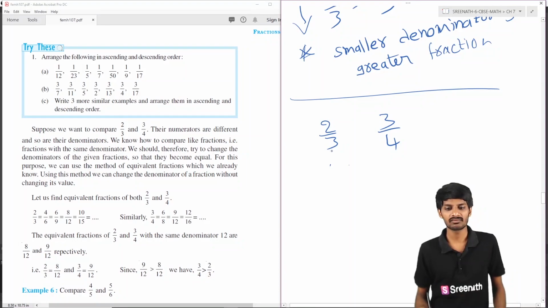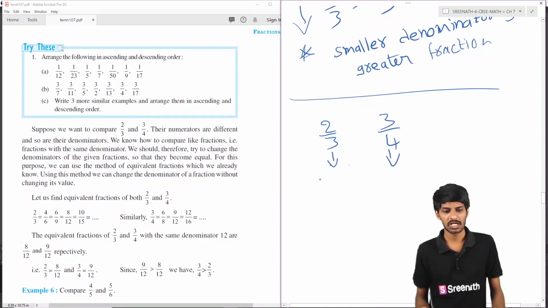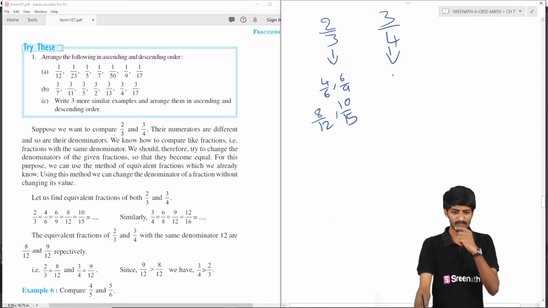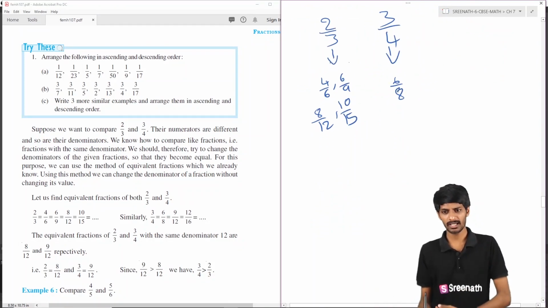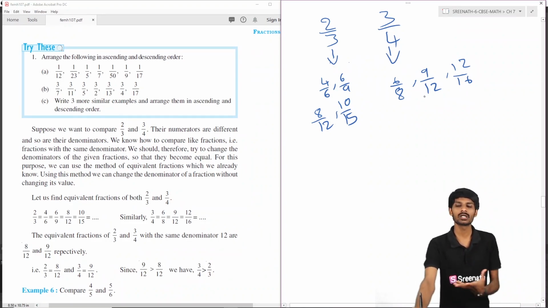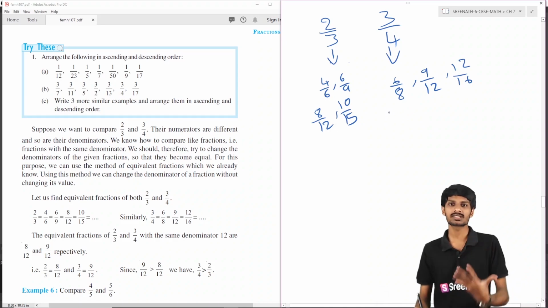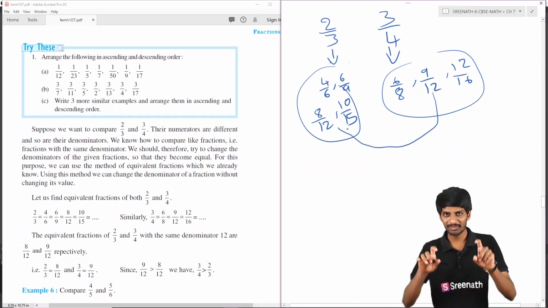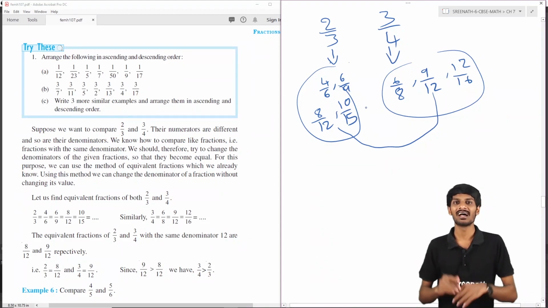Suppose you write the equivalent fractions for this, students, you will get 4 by 6, 6 by 9, 8 by 12, 10 by 15, like that. You can also write equivalent fractions for this one, that is 6 by 8, 9 by 12, 12 by 16, like that. While writing equivalent fractions, we have to search whether there are any like fractions. If you see here, there is 8 by 12, and here there is 9 by 12. So both these have the same denominator. So both these fractions are like fractions.